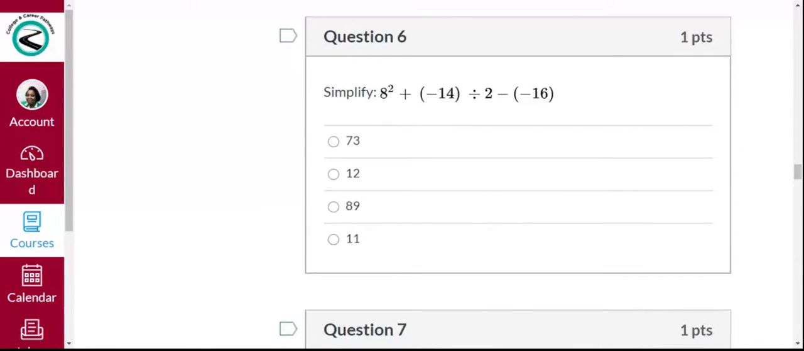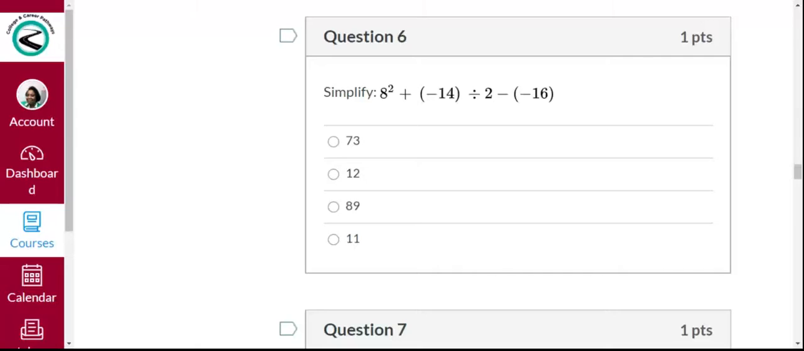Okay, on question number 6, we have 8 to the second power. Then we're going to add a negative 14 divided by 2, and then we're going to subtract a negative 16. So let me write that out real quick. 8 squared plus negative 14 divided by 2 minus negative 16.